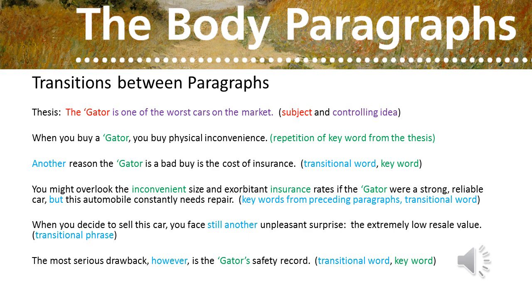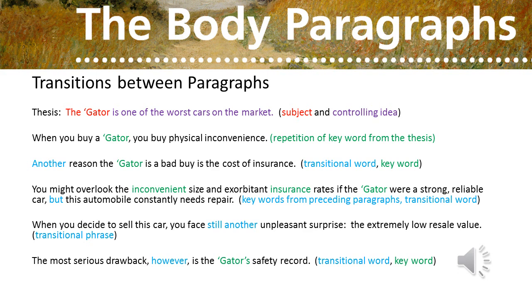I provide you with the thesis. The Gator, which is the subject, is one of the worst cars on the market. That's the controlling idea. So each one of these represents a topic sentence that supports the claim made in the thesis. And each one would be developed through supporting detail in a single paragraph.